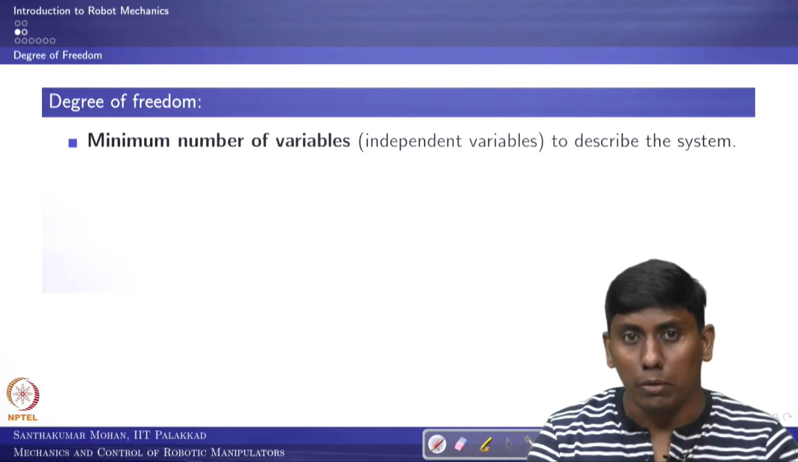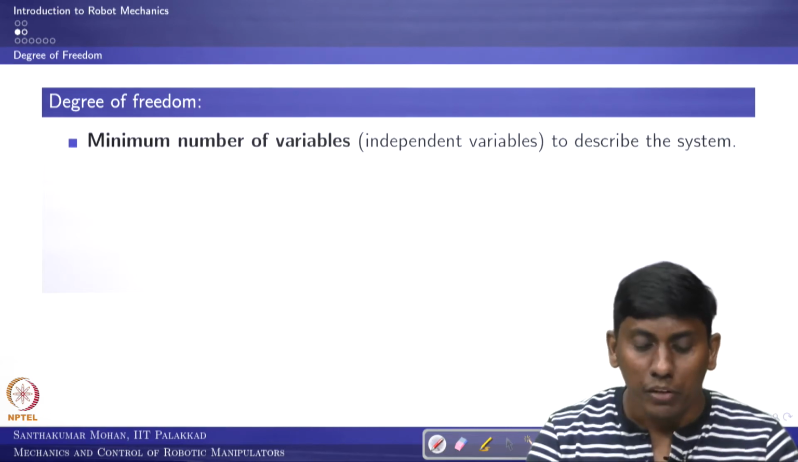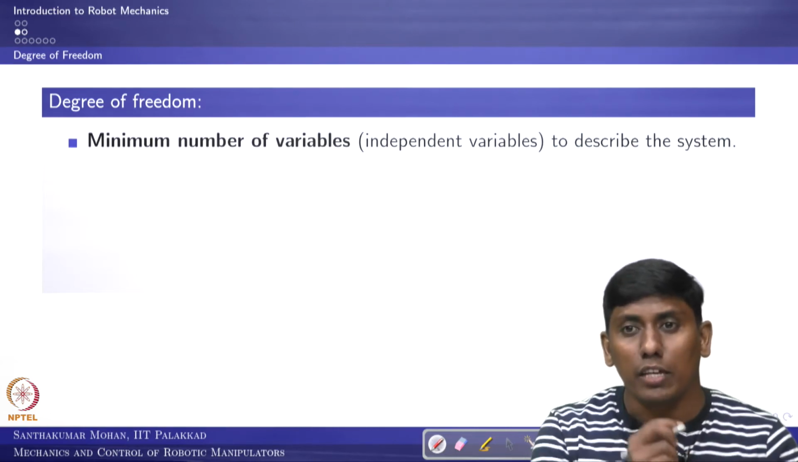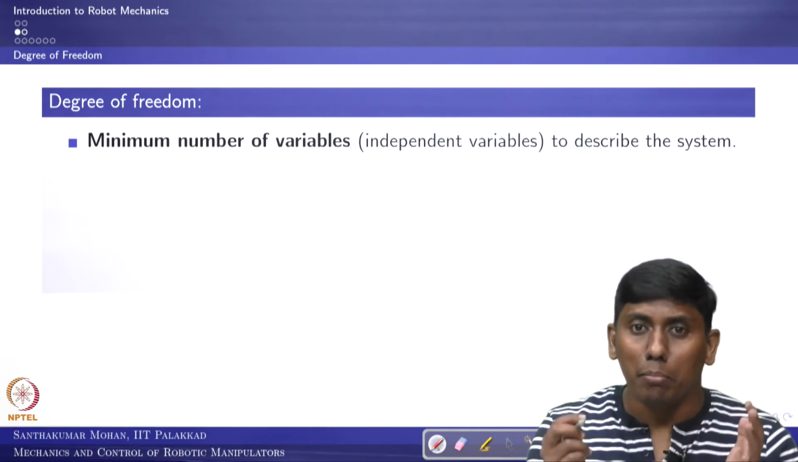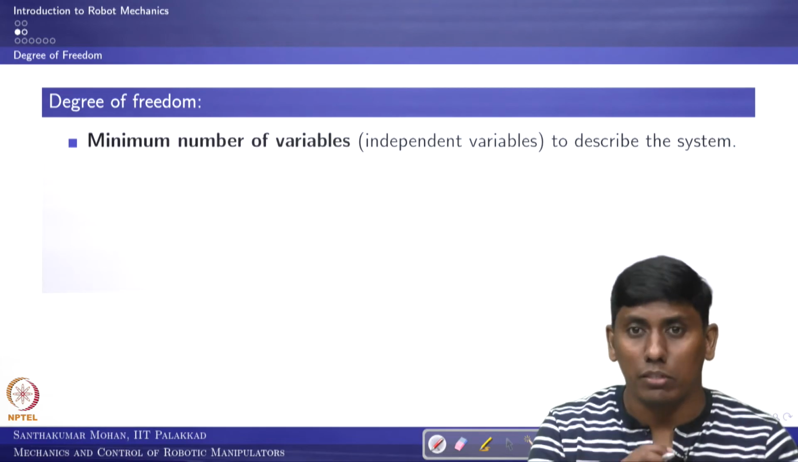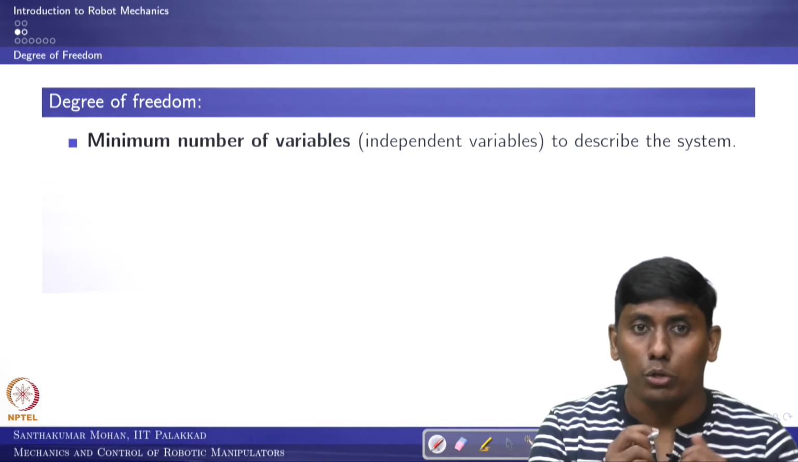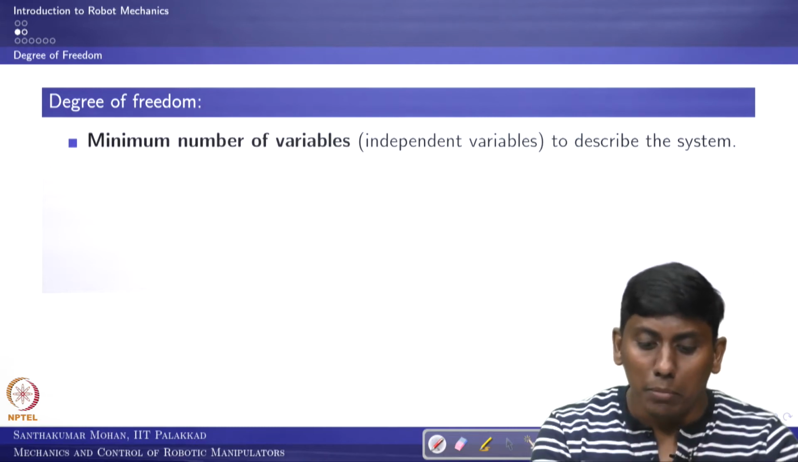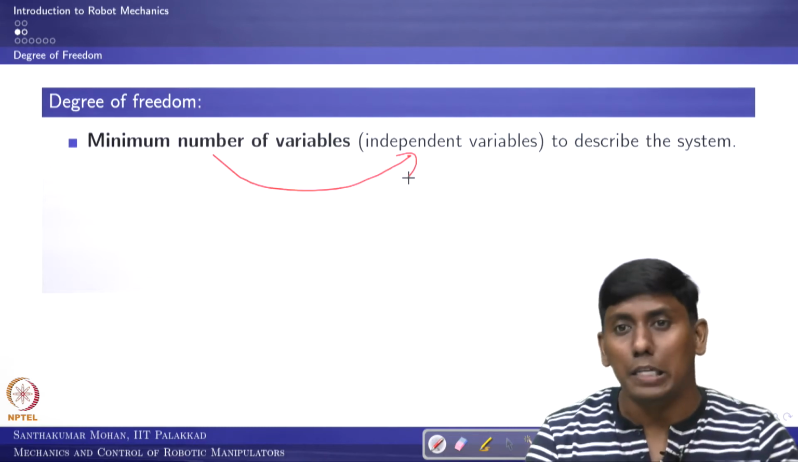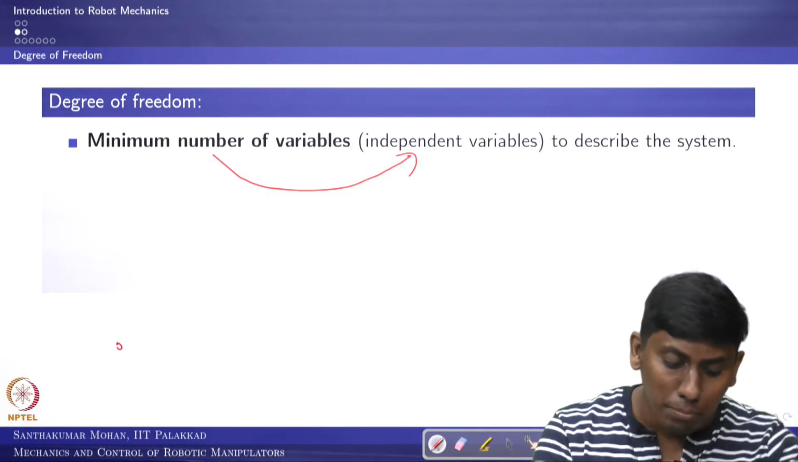So, or minimum description. That is what we are going to call the degrees of freedom. What that means is, when you want to describe a system, what is the minimum number of variables required to describe the system in a unique sense. That is the minimum number we call the degree of freedom. This minimum number of variables you can also call independent variables, both are the same. So in that sense, I will give a simple example.